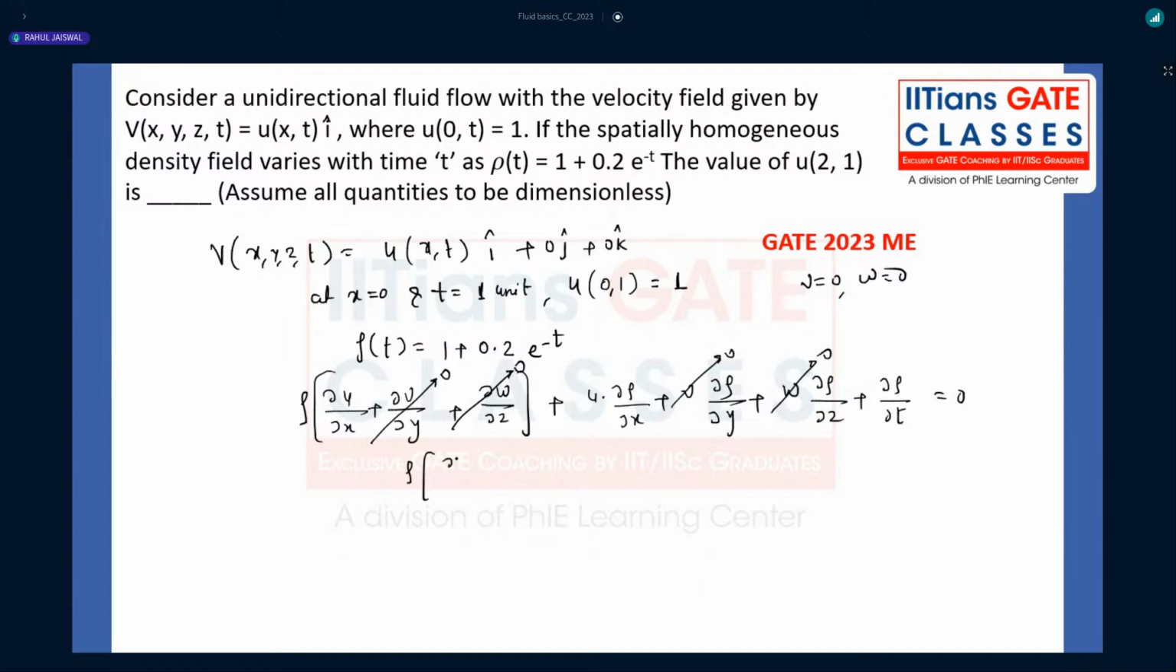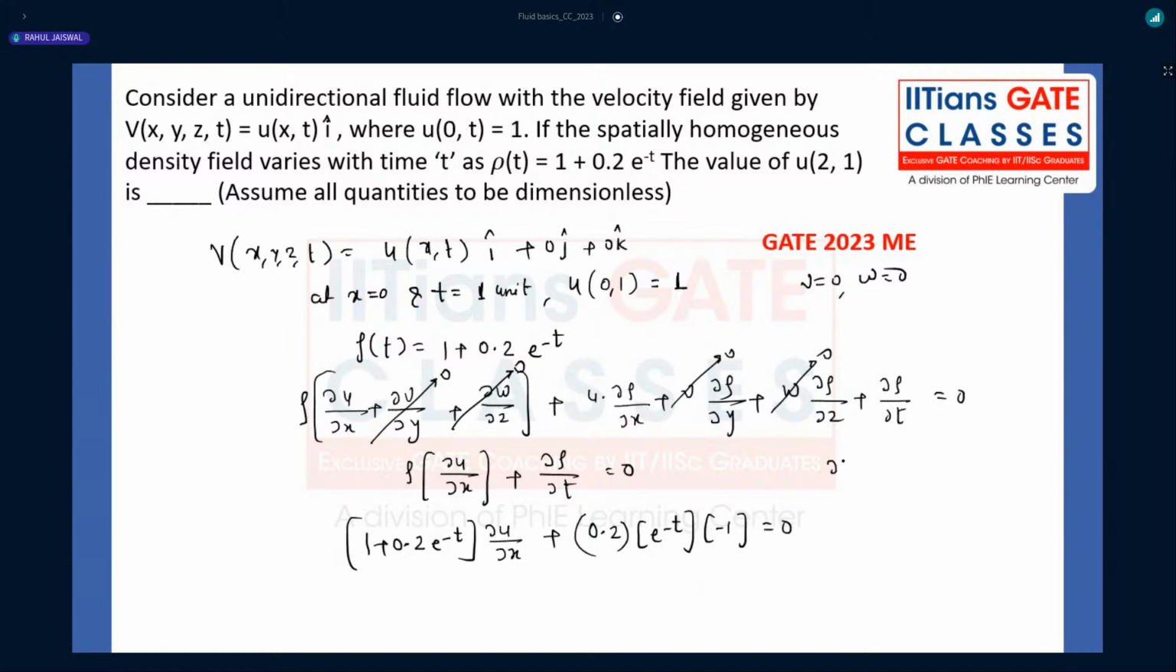So what will we be getting? ρ ∂u/∂x + ∂ρ/∂t = 0. So ρ is 1 plus 0.2 e to the power minus t, times ∂u/∂x, plus ∂ρ/∂t. If you just do the differentiation, you will be getting e to the power minus t minus 1, equal to 0. So finally ∂u/∂x you will be getting as 0.2 e to the power minus t divided by 1 plus 0.2 e to the power minus t, right? This is the particular equation you are getting.